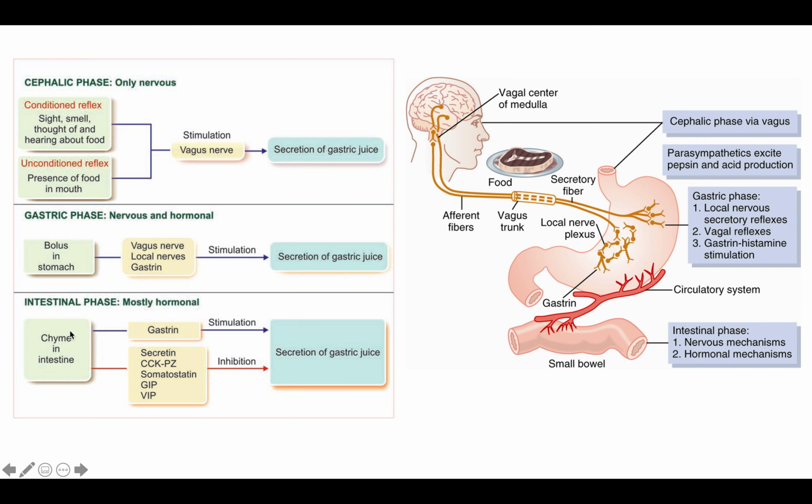The intestinal phase is mostly hormonal, stimulated by gastrin and inhibited by secretin, cholecystokinin, somatostatin, gastrointestinal peptide, and VIP. These inhibit the secretion of gastric juice.